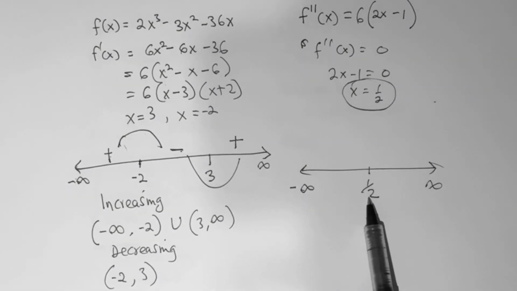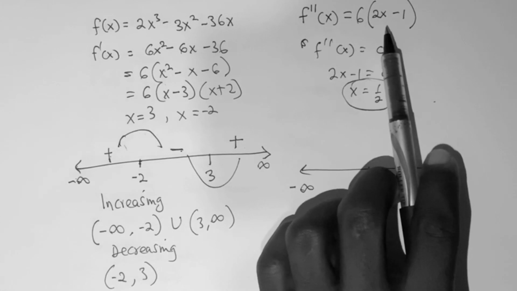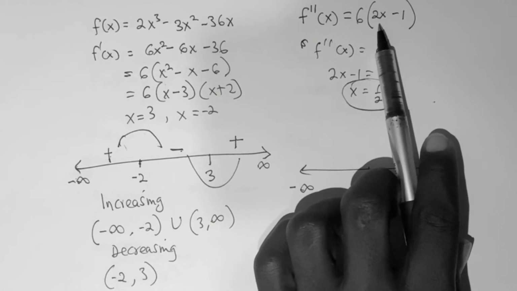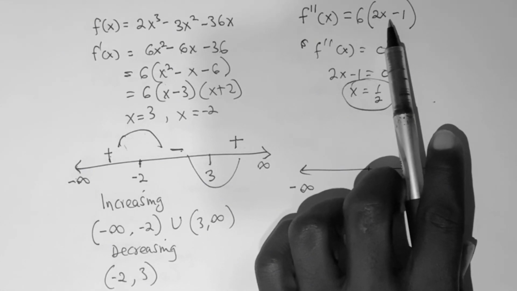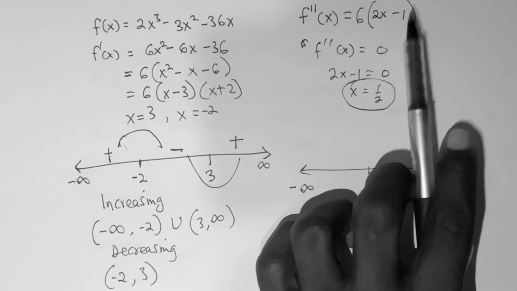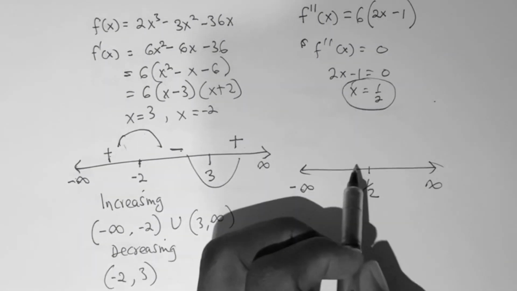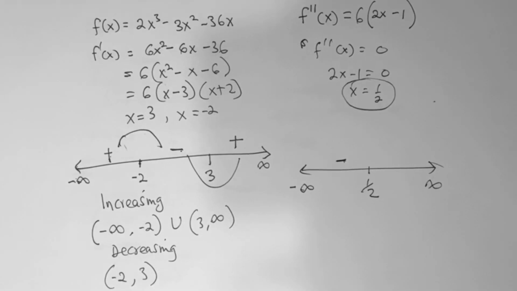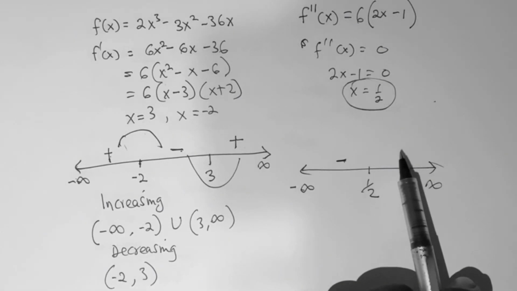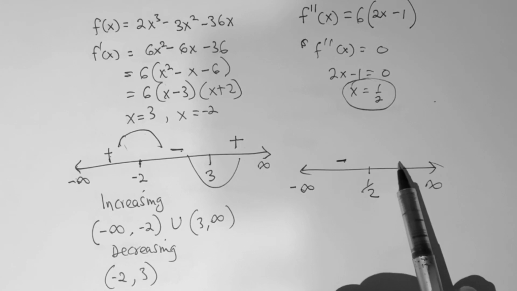So let's take values less than 1 over 2. For example, 0. 0 is less than 1 over 2. If you put this 0 into this function, 2 times 0 is 0. 0 minus 1 is minus 1. Minus 1 times 6 is minus 6. So in this region, it is negative. And let's take values greater than 1 over 2. For example, 1.